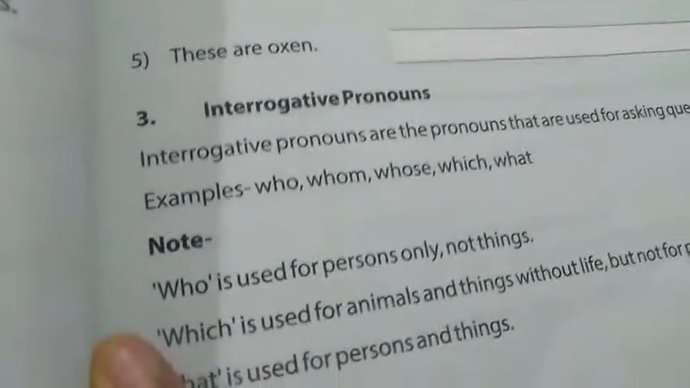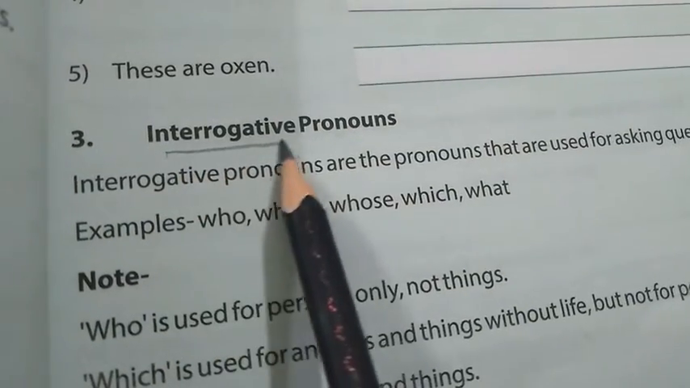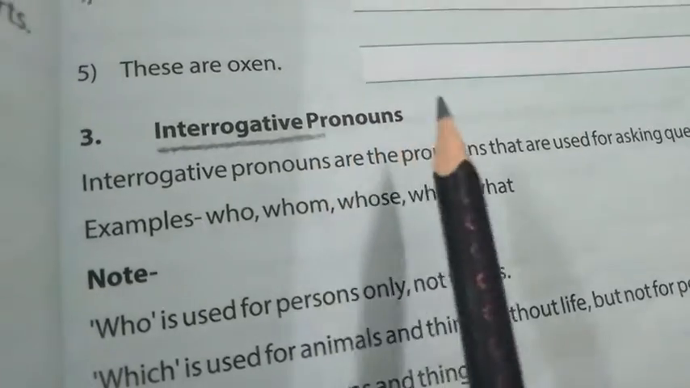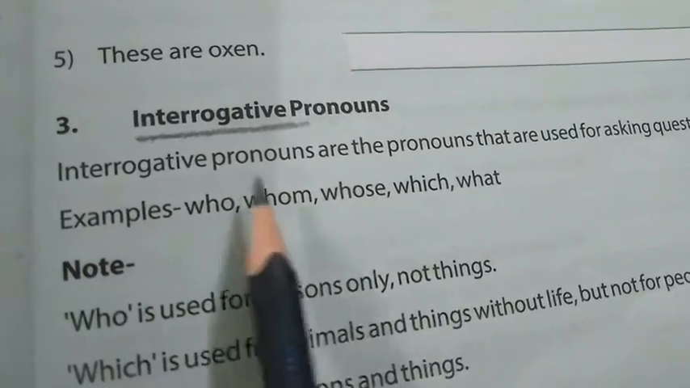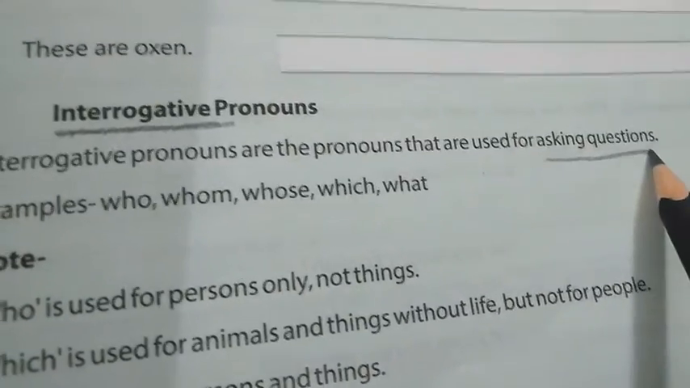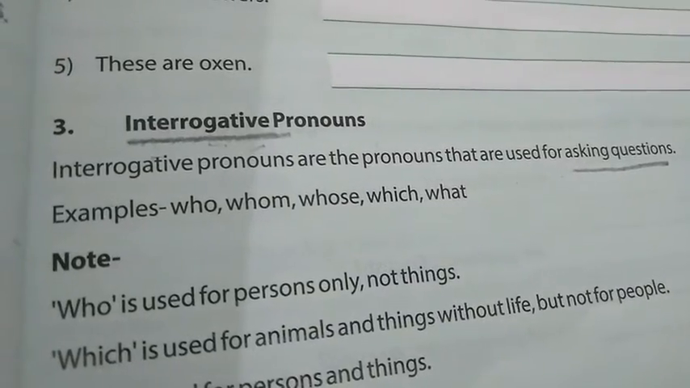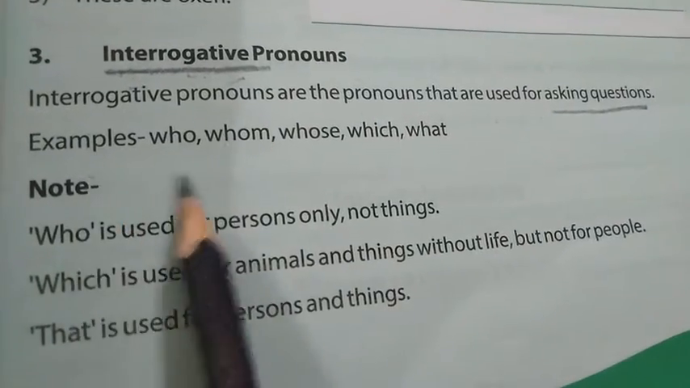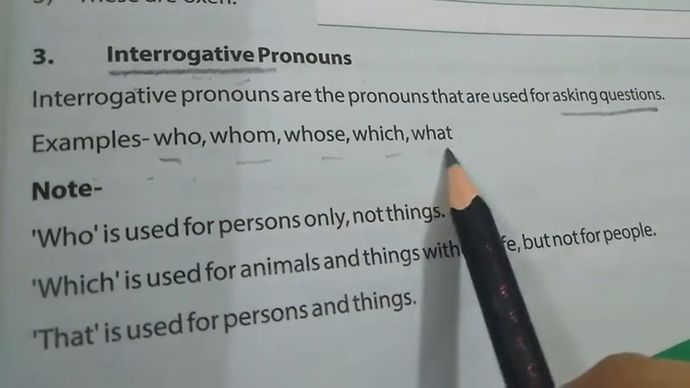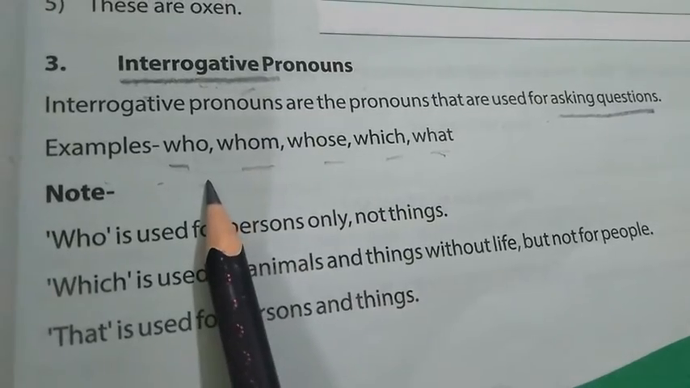Now next let's come to interrogative pronouns. So interrogative means the question-asking words or the question form of sentences. Now here, interrogative pronouns are the pronouns that are used for asking questions. Wherever an interrogative word comes, that means asking questions. Now here we have a few words. Examples are given: who, whom, whose, which, what. All these terms are used to ask questions.